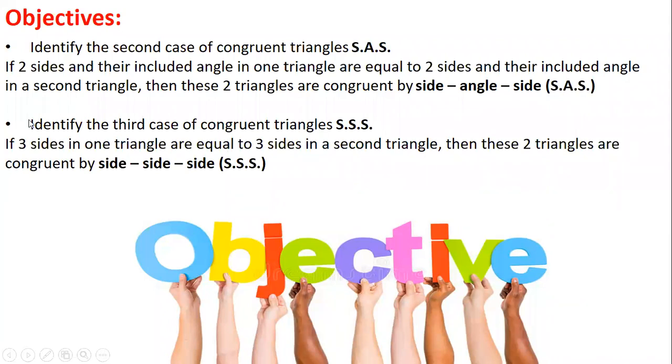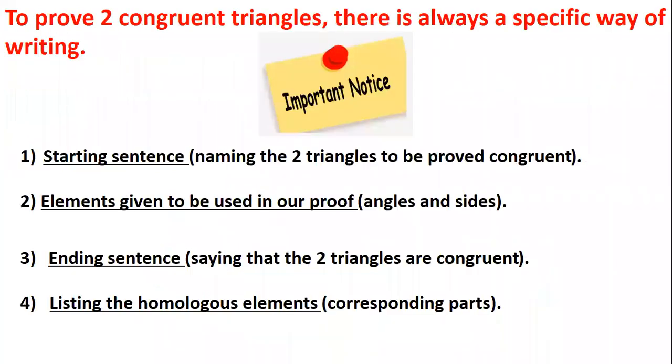Now, the second objective. Sari, please read the second objective. Identify the third case of congruent triangles, SSS. If three sides in one triangle are equal to three sides in a second triangle, then these two triangles are congruent by side side side, SSS. This case is very easy. We will be proving two congruent triangles by SSS. The three sides in the first triangle will be equal to the three sides in the second triangle, then they will be congruent by SSS.